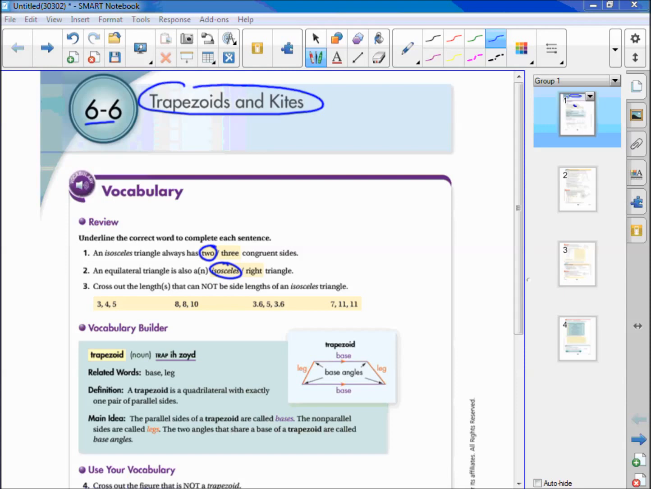Okay, so cross out the lengths that cannot be side lengths of an isosceles triangle. So 3, 4, and 5 we'd have to cross out. They are not two the same. This one's good. Two 8s are in there. This one's good. That has two 3.6s. And our last one is good. We have two 11s.